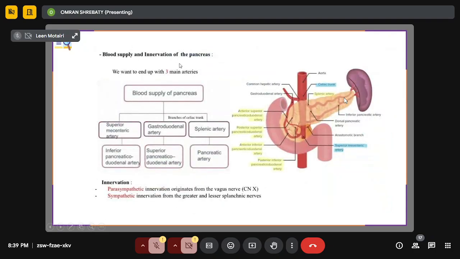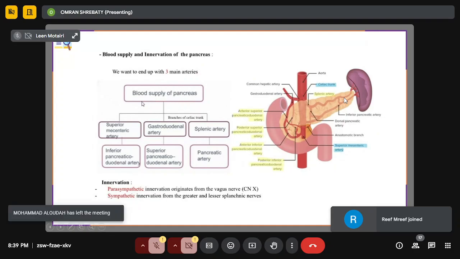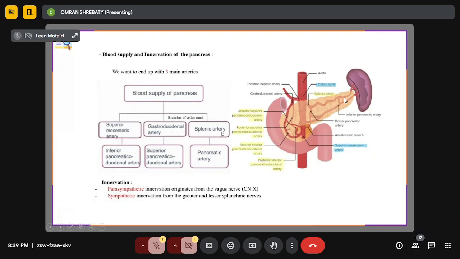Regarding the blood supply and the innervation of the pancreas, we want to end up by having 3 main arteries to supply the pancreas. What are those? We are going to start with the branches. We are having the SMA, superior mesenteric artery, gastroduodenal artery, and the splenic artery. Each one of those is going to give us a direct branch for the pancreas. But we should always remember that we want to end up having 3 main arteries. Then we will remember that those 3 arteries are coming from 3 branches for sure.